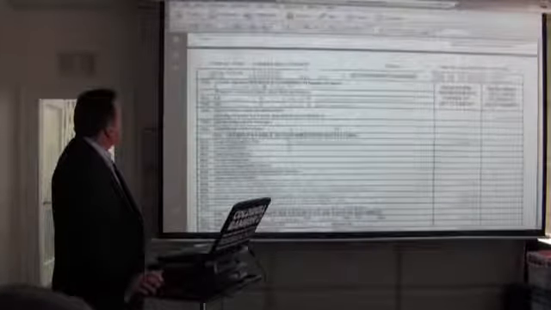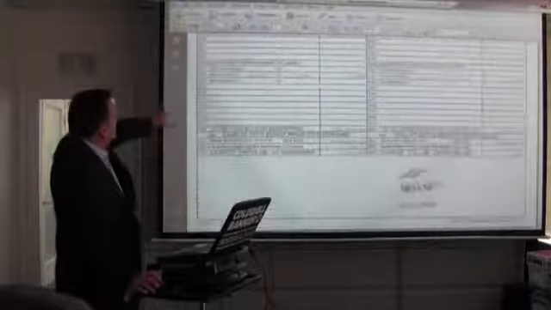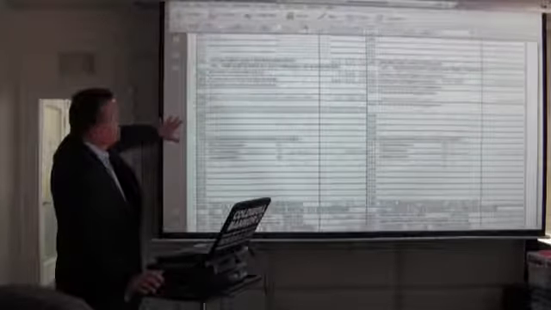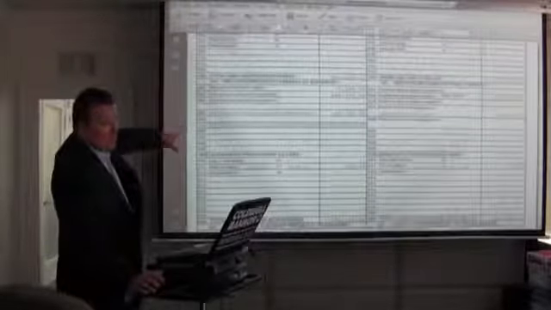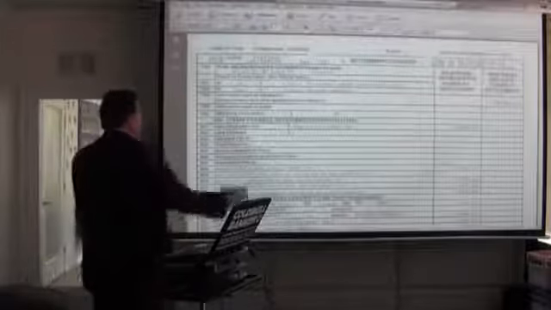Okay, here's our page 2. Now this breaks down page 1. Have you guys ever looked at one of these? Good, because you need to look at these. Page 2 is a breakdown of page 1.